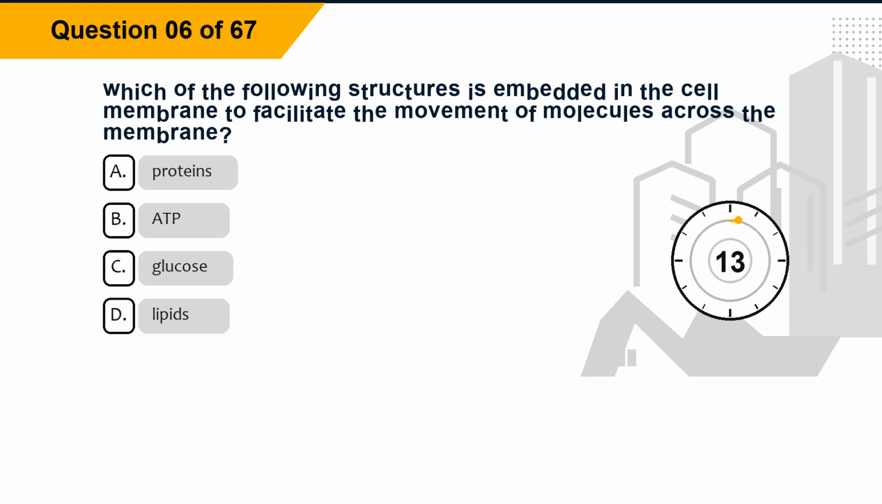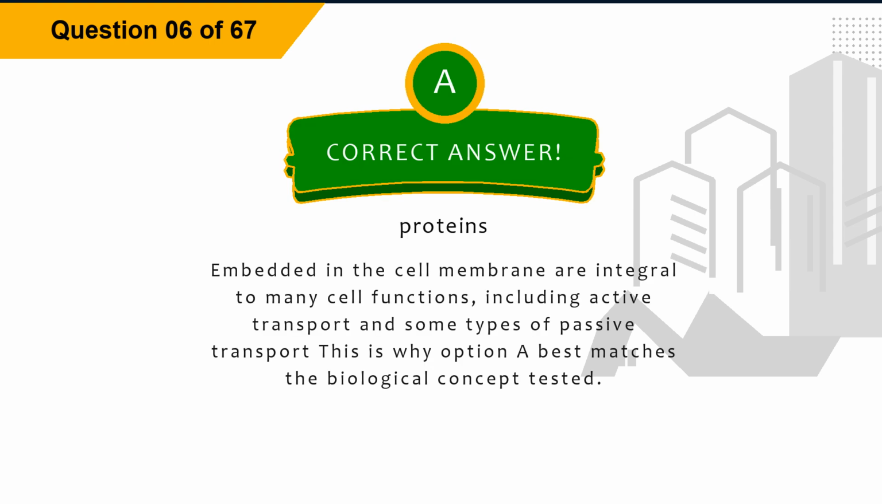Question 6. Which of the following structures is embedded in the cell membrane to facilitate the movement of molecules across the membrane? Option A, proteins. Option B, ADP. Option C, glucose. Option D, lipids. The correct answer is option A, proteins. Explanation. Proteins embedded in the cell membrane are integral to many cell functions, including active transport and some types of passive transport. This is why option A best matches the biological concept tested.